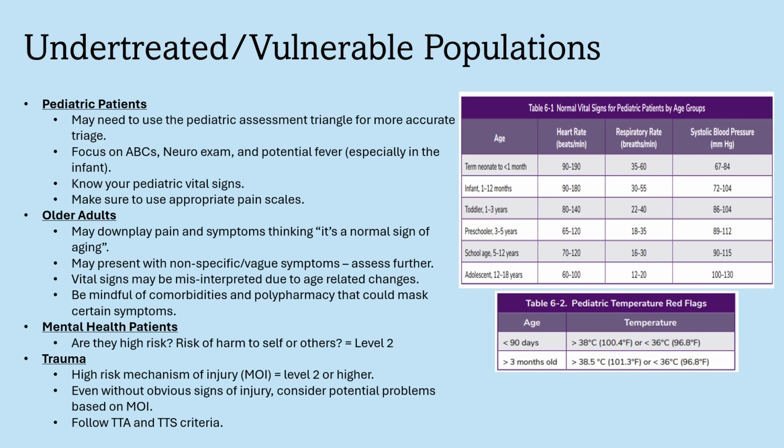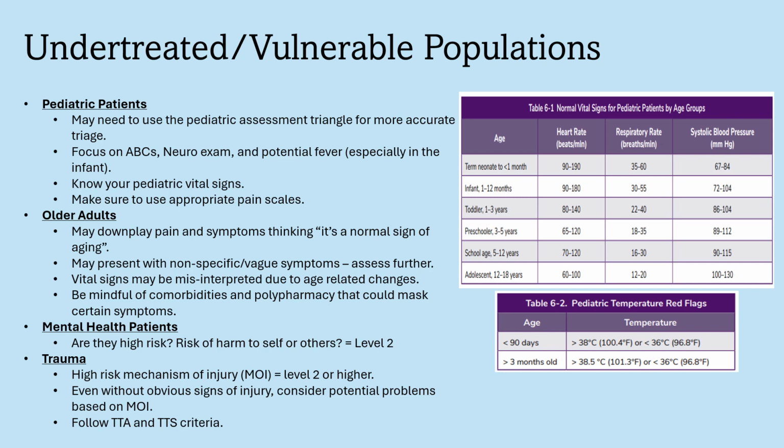Older adults are another vulnerable population. They may downplay their pain and symptoms thinking it's just a normal sign of aging. They might present with more non-specific or vague symptoms, and when you're hearing that or seeing that, assess further. Vital signs might be misinterpreted due to age-related changes. And another huge thing is be mindful of comorbidities with our older adults and polypharmacy that could be masking certain symptoms. I'm thinking like your beta blockers that might mask your diabetes symptoms. So just be mindful of the fact that they're on a lot of meds that could potentially mask certain symptoms when we're looking at chief complaint. And like I said, if they're non-specific and vague and they're just not feeling well, assess further and figure out what's going on.